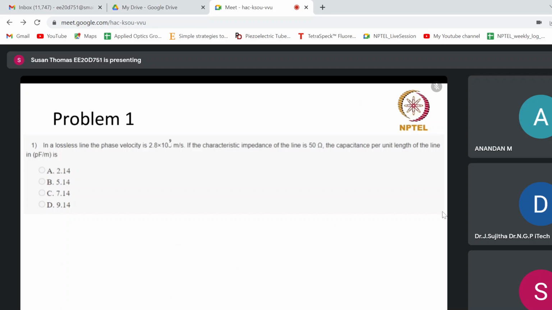So now you have another question on screen. Please do try. In a lossless line, so again lossless line, this condition is very important. When you say lossless, R and G become 0, and the phase velocity is 2.8 into 10 power 9 meter per second, given in the question. If the characteristic impedance of the line is 50 ohm, that is Z0 is given to you, find the capacitance per unit length of the line. C has to be found.